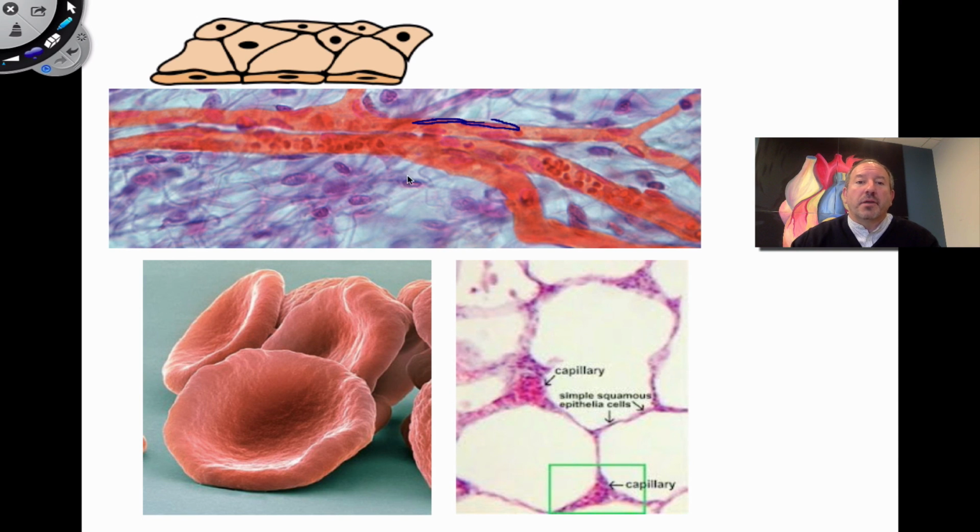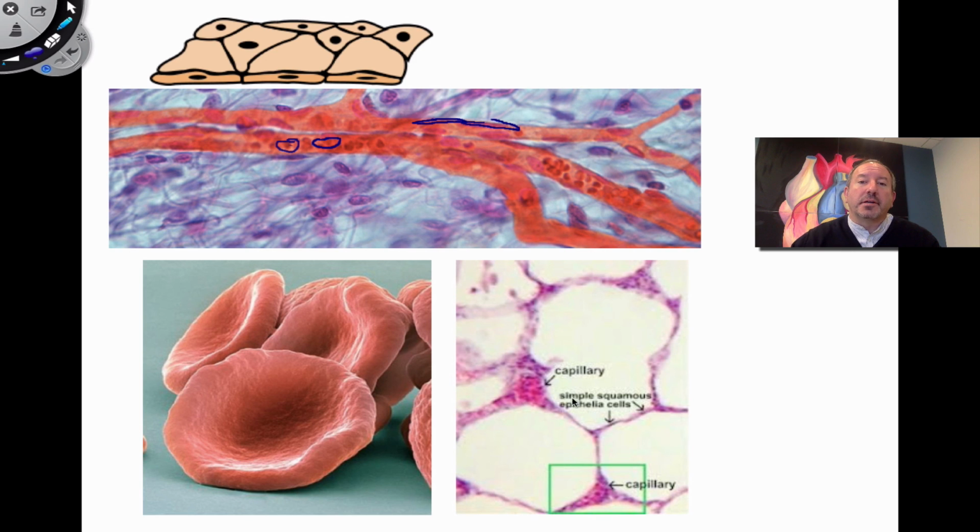And then one of my favorites is the red blood cell itself. So these guys that carry oxygen inside the capillary, right there. When you look at these guys under the scanning electron microscope, they're flat. And so flat, the shape, allows for greater diffusion of oxygen from the red blood cell into the tissue.